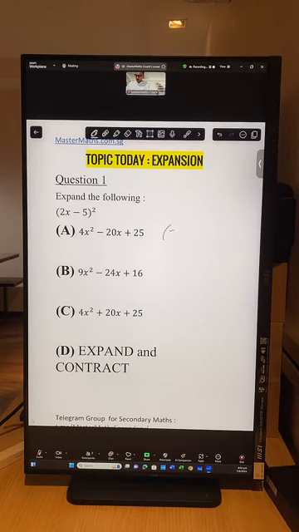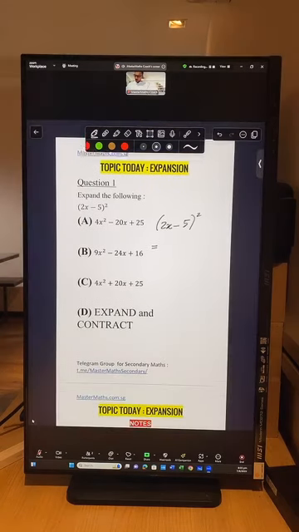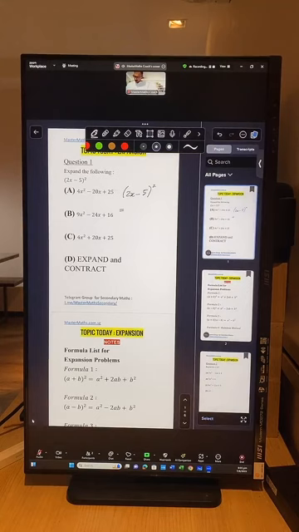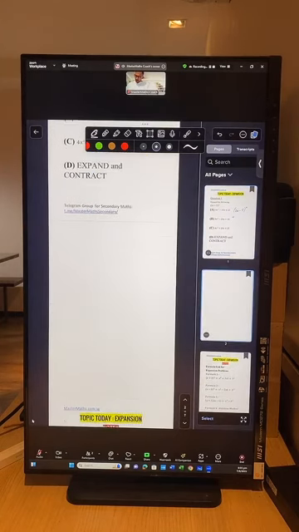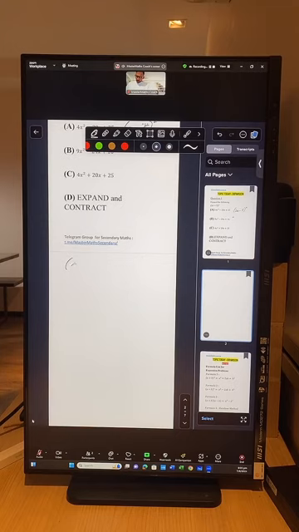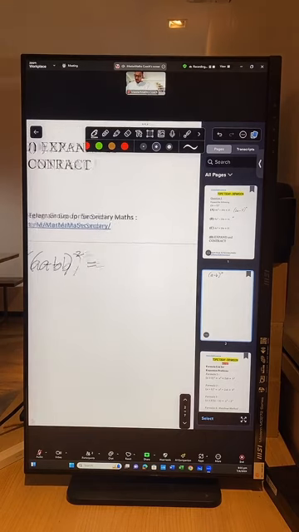Okay, so 2x minus 5 bracket square. There are several ways to do this. One way to do it is to tell yourself, I know that there is this thing called (A minus B) bracket square. This is an algebraic identity.